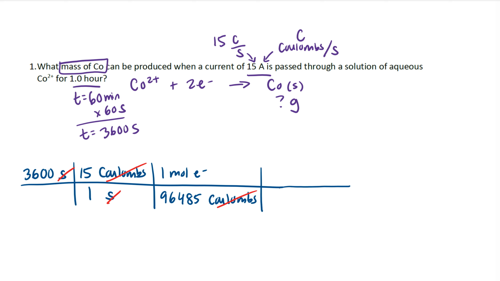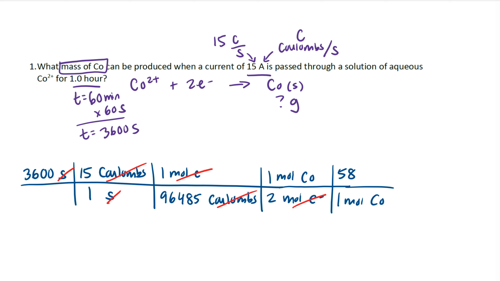According to the balanced equation that we wrote, for every 1 mole of cobalt solid that's produced, 2 moles of electrons are needed, and that's just stoichiometry, looking at the coefficients of the cobalt solid and the coefficient of the electrons. So moles of electrons cancel, and then one last step, I'm going to convert the moles of cobalt into grams using the periodic table.